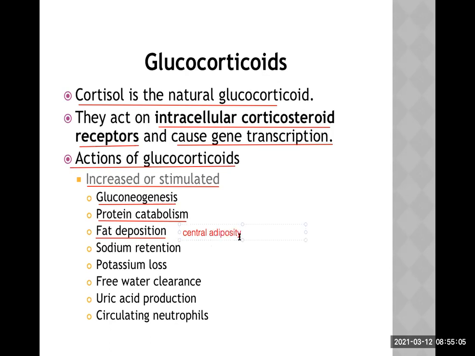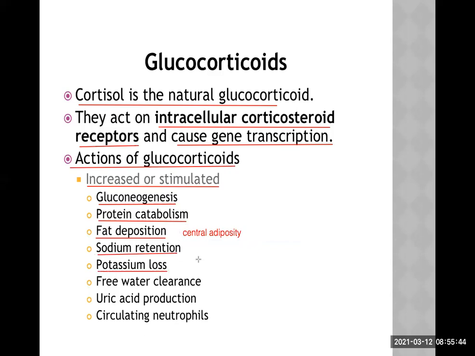Now, what does that mean? The fat from the extremities, like limbs, is taken towards the central part of the body: on the face, on the shoulder, and on the trunk. So this is known as central adiposity. That's why the limbs of the person with Cushing syndrome look very thin, and the central part of the body looks fat.